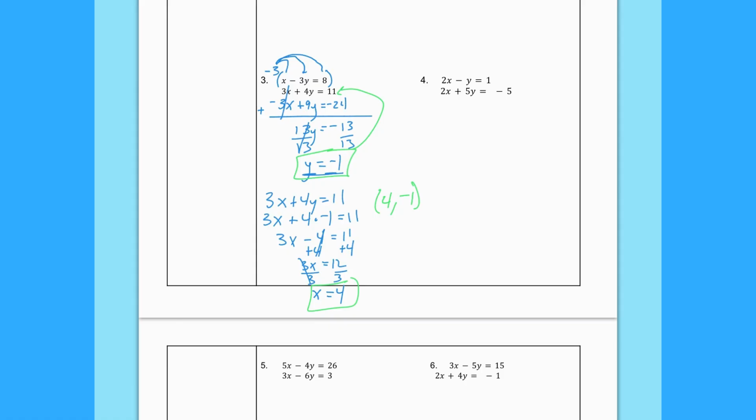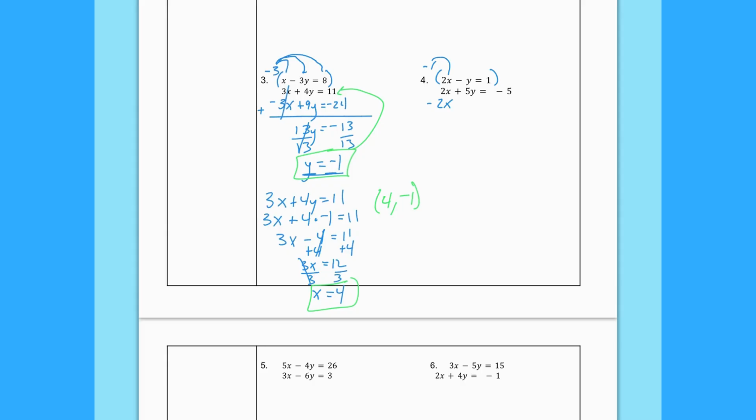For number 4, these are even closer to being ready to cancel. I've got a 2x and a 2x. If I can make one of them negative, that's going to make the x's cancel. So just for the ease of writing, I'm going to choose to make this top one negative. So to do that, we multiply by negative 1. So negative 1 times 2x, there's my negative 2x.